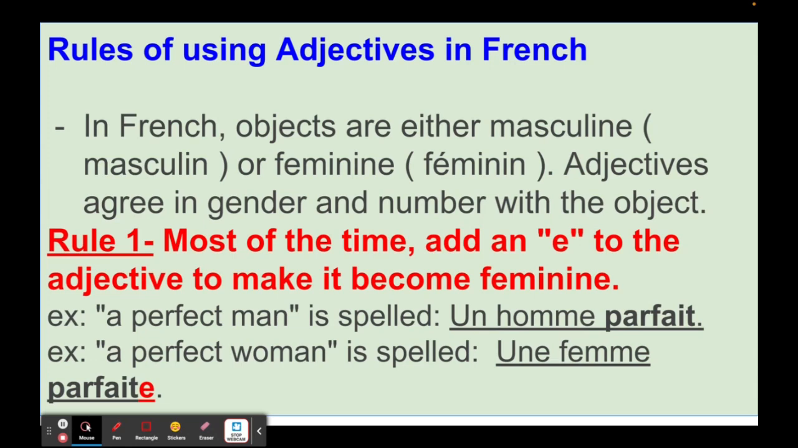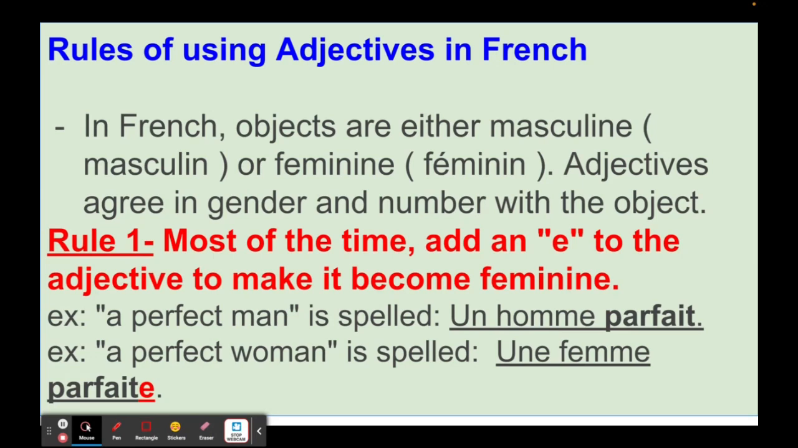The first thing that I want you to remember, rule one, is that most adjectives in French end with an e for the feminine form. We already passed the idea that we have masculine words and feminine words, male and female. Even objects in French have gender. So we have the masculine ones, the feminine ones, and the plural ones, which end with an s or an x at the end. It means that it's more than one.